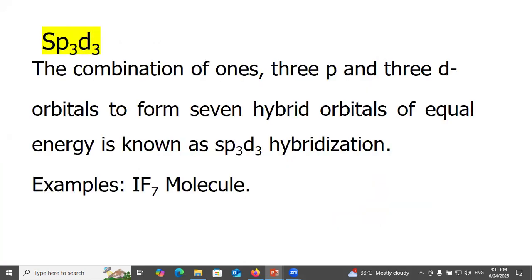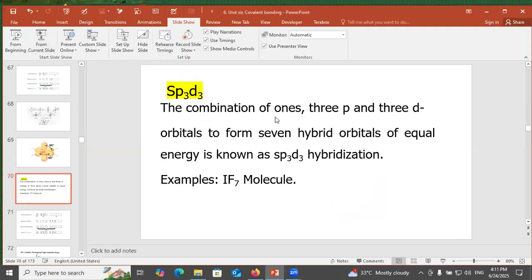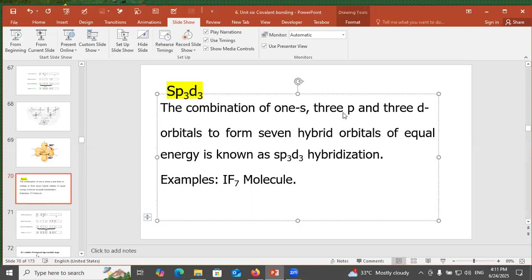sp3d3: the combination of one s orbital, three p, and three d orbitals to form seven hybrid orbitals of equal energy is known as sp3d3 hybridization. For example, iodine heptafluoride.